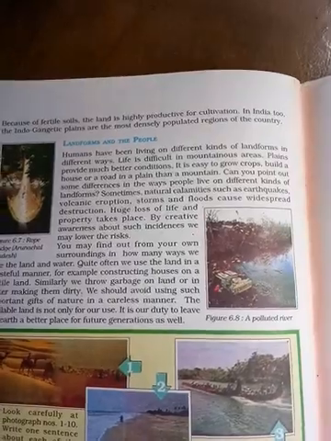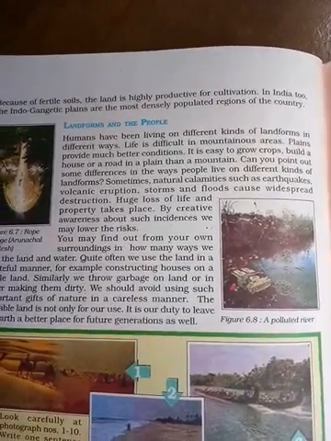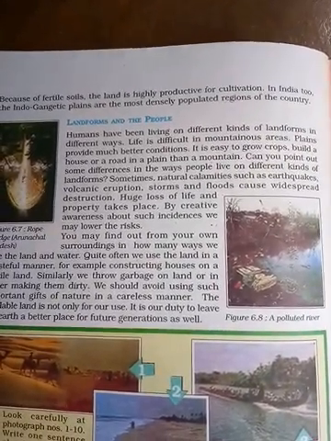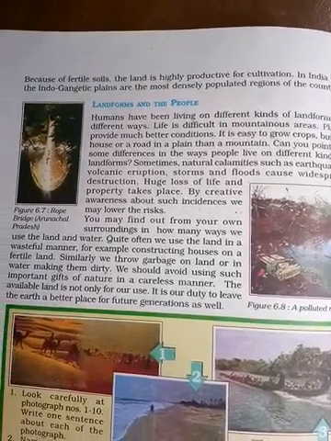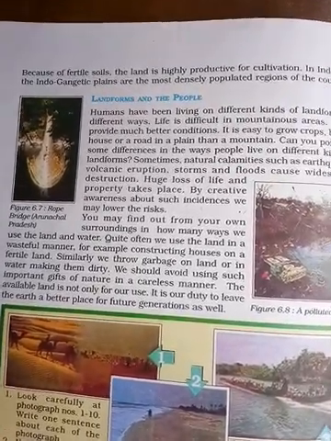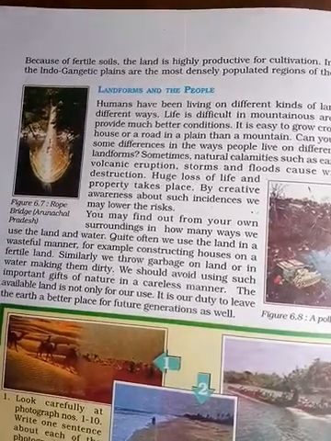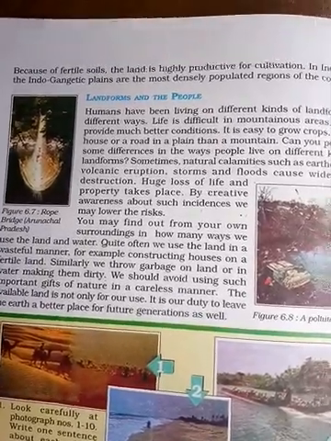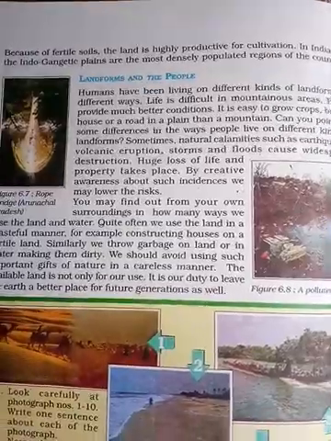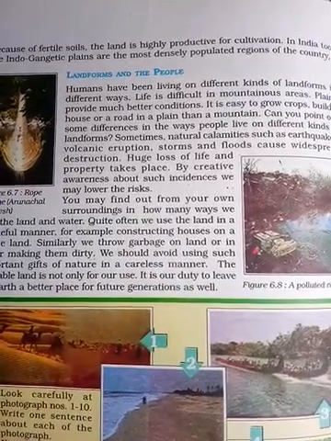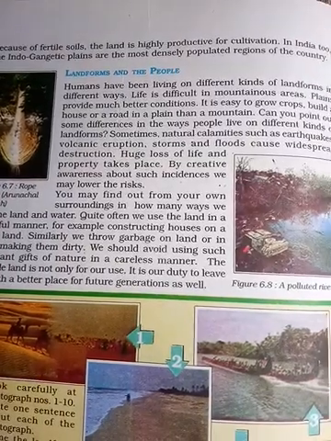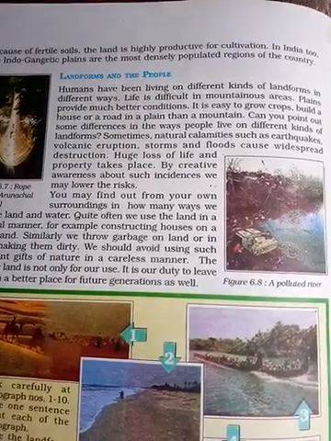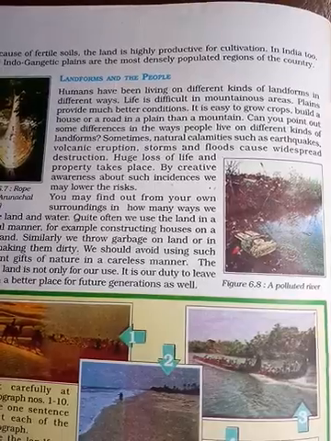In India, the Indo-Gangetic plain is the most densely populated region of the country. These are the most concentrated areas. If you compare with the whole of India, these are the areas that are most thickly populated. Why? Because they are very fertile. And landform and the people, humans have been living on different kinds of landform in different ways.